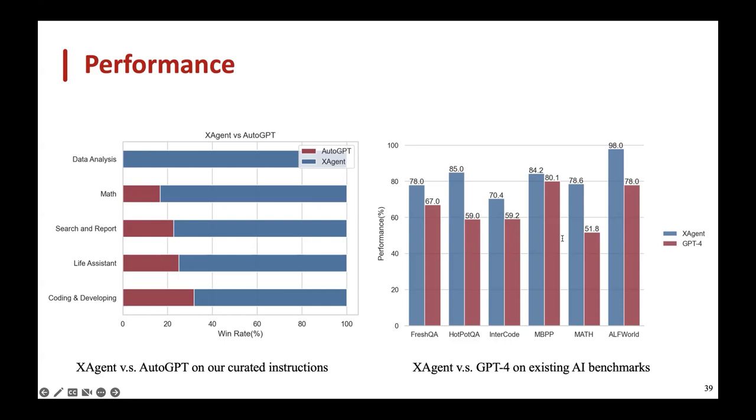Considering the lack of suitable and high quality benchmarks for AI agents, they also manually created 50 complex instructions and sent them to both the agent and AutoGPT. When comparing, they found that the agent achieved a remarkable performance preference rate of nearly 90%. This highlighted that not only does the agent excel in traditional AI benchmarks, but it also demonstrates a strong ability in handling complex real-world instructions.